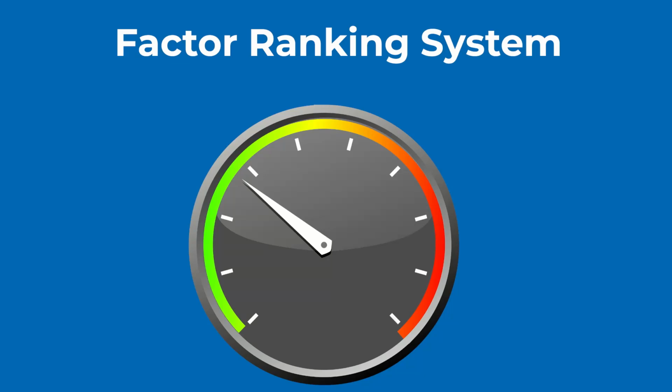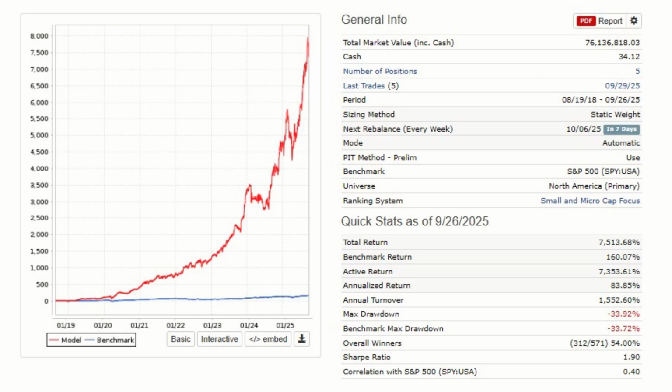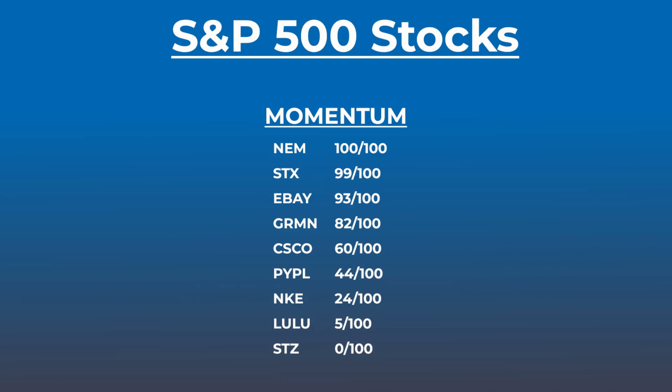What is a factor ranking system? This is the key concept which drives multi-factor portfolios, so it's really important that we have a clear understanding of what it is and how it works. A ranking system simply grades a stock against a universe of stocks to give it a relative score between 0 and 100. Let's see how this works with the stock screener in Portfolio123.